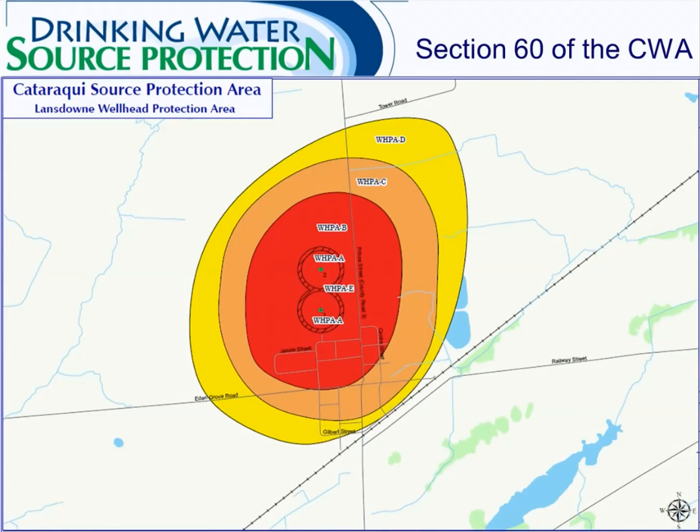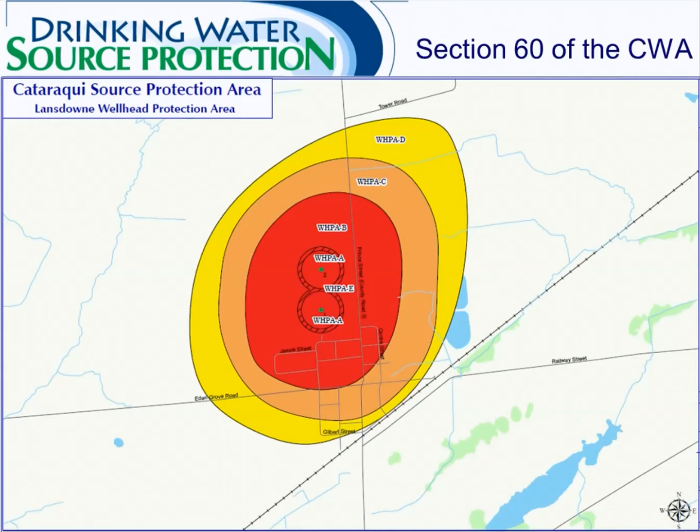The risk assessment is meant to determine whether or not the assumptions that were made in the assessment report for vulnerable areas were accurate for a specific site where an activity is occurring. The risk assessment is not questioning whether or not the activity would be a significant drinking water threat in a vulnerable area.